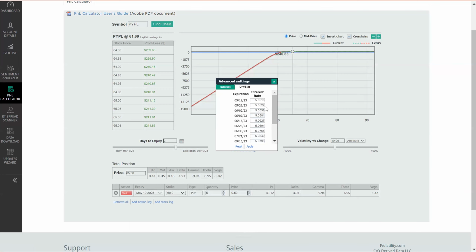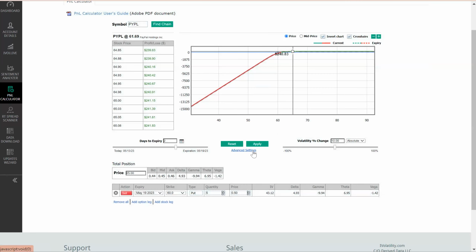Advanced settings, for our advanced traders out there, you could play around with interest rates: how increases or decreases in interest rates will affect the option, how increases or decreases in the dividend will affect the option. So really, really cool things. You can play Fed chairman and chairman of the board under advanced settings. And then let's say that you want to just go back to the original settings, you can hit reset.